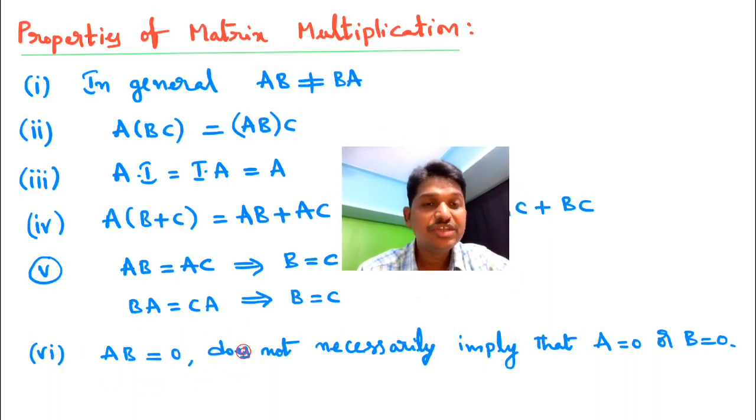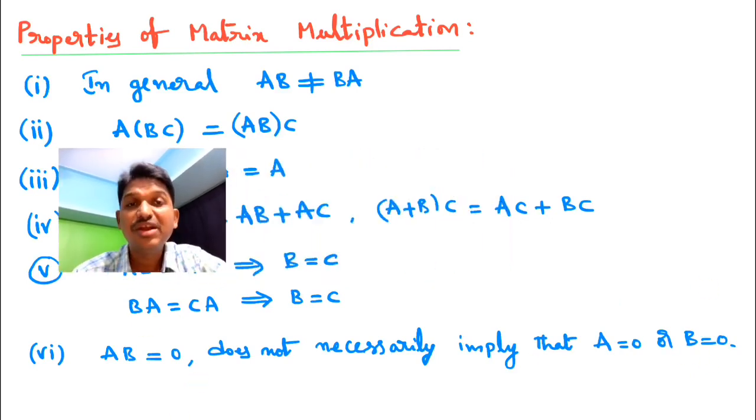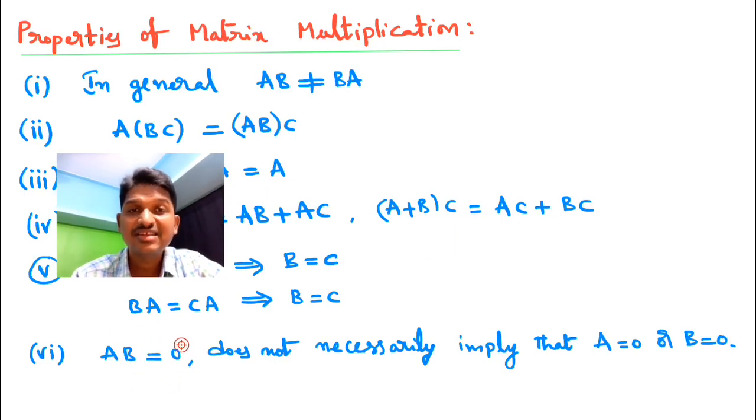AB equal to 0 does not necessarily imply that A equals 0 or B equals 0. It's not compulsory that any one of the matrices is 0 for AB to be 0. There is a chance that A is not a 0 matrix and B is not a 0 matrix, but AB is a 0 matrix. We will find such types of examples while doing the second exercise in the NCERT textbook. And it does not imply both are 0 matrices either.